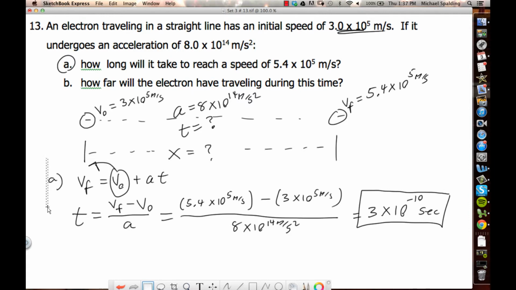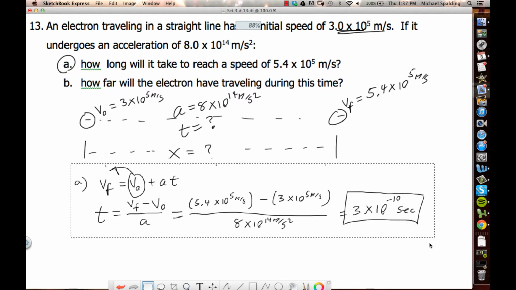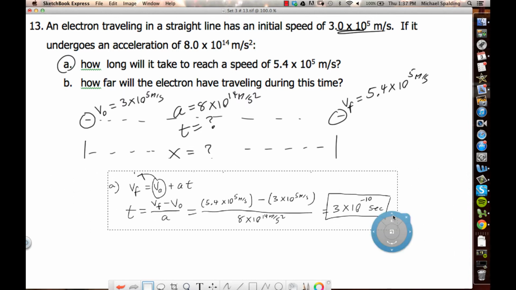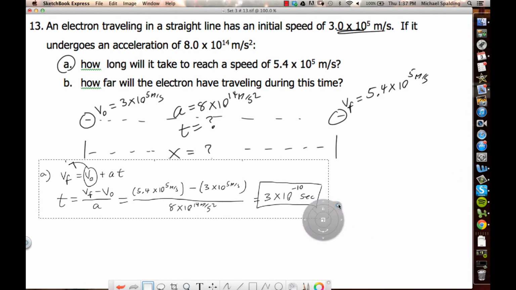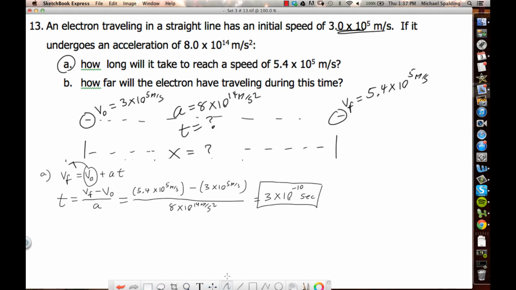Okay, part B. So part B, how far will the electron have traveled during this time? I think the easiest equation here is X equals 1/2 V final plus V initial times T. So plug into that, you go 1/2.